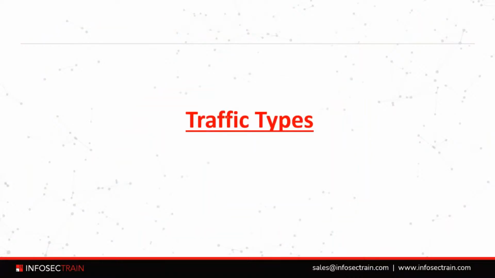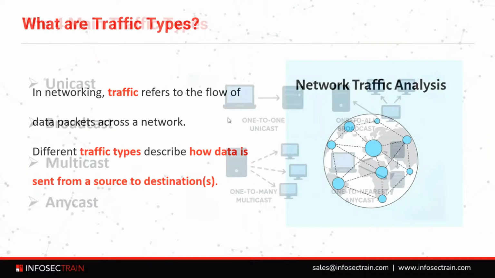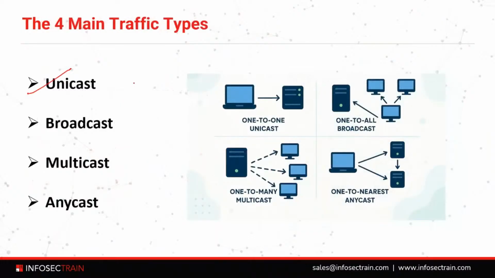Next, we have traffic types. So in networking, traffic refers to the flow of data packets across a network. So different traffic types describe how data is sent from a source to destination. So we have unicast. Unicast means one-to-one communication. That means when one system is sending data to another system. That is unicast. Then we have broadcast. Broadcast means one to all. When someone is sending data, it will send to all the devices in the network, whether they need it or not. Right? Then we have multicast.